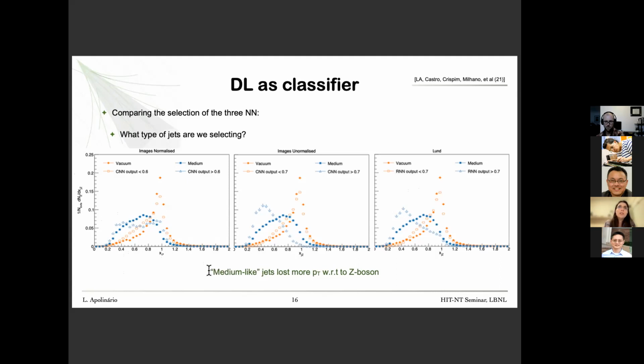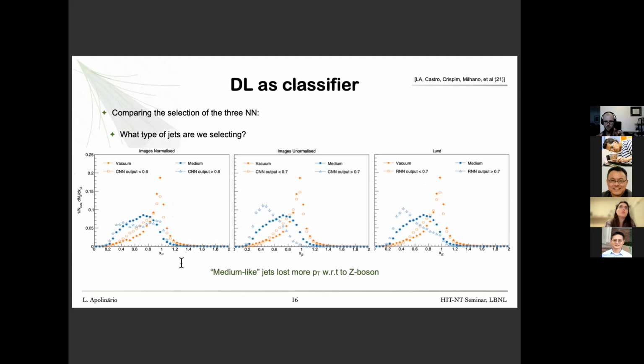So this means that the medium-like jets, as identified by the neural network, indeed lost more transverse momentum with respect to the Z boson as compared to the Monte Carlo truth. This is visible across the three architectures, two of them yielding very similar results. And of course, the one in which we don't give the information of the absolute value of the pT and the number of constituents is the one that most closely resembles the Monte Carlo truth. But this is the feature that we are not aiming for.